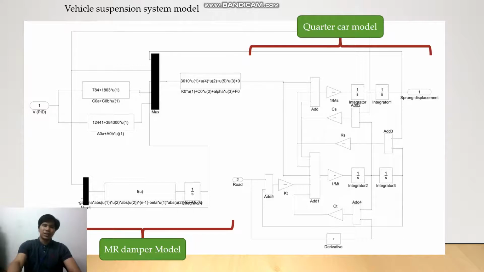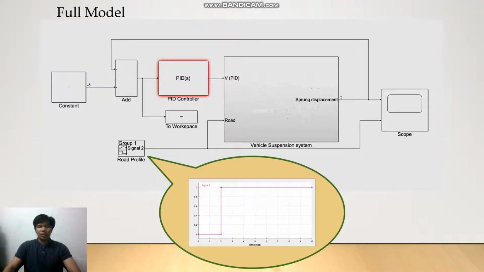So this is the vehicle suspension system model, and it is controlled by a PID controller. The PID controller will control the voltage input for the controllable damper, which is the spring. If the voltage is high, the stiffness of the spring will be high, and if the voltage is low, the suspension system stiffness will be low.